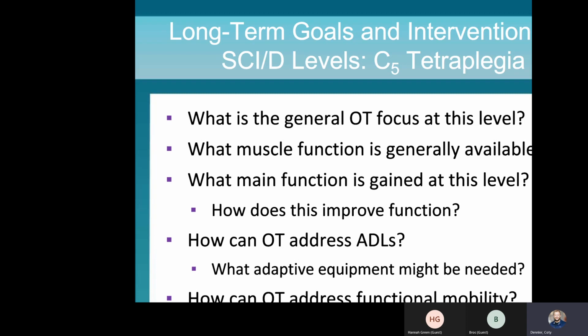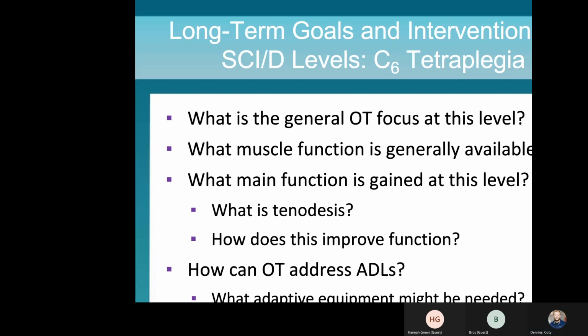Now, when you get to the C6, this is a really important level. At the C6 level, they're going to start gaining a lot more independence. It's another huge jump from C5 to C6. They'll have the ability to use wrist flexors and wrist extensors. That means they're going to be able to use a tenodesis grasp. Have you all gone over the tenodesis yet?